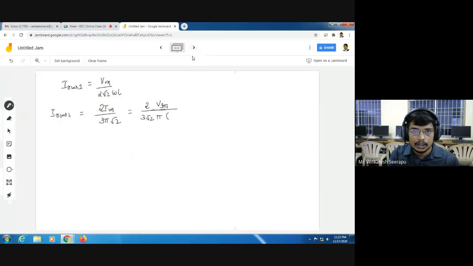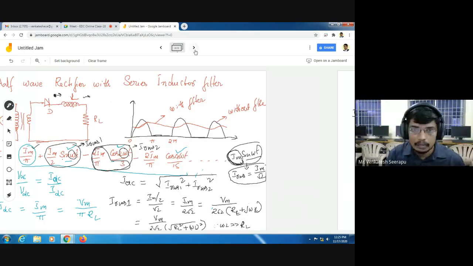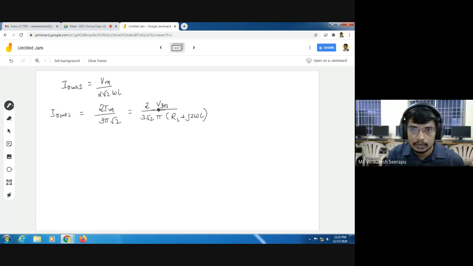So what do I get here? RL plus J into 2 omega L. In the previous case it came as Vm by RL plus J omega L, but here in place of omega we have 2 omega. That's why I am replacing this with 2 Vm by RL plus J 2 omega L.